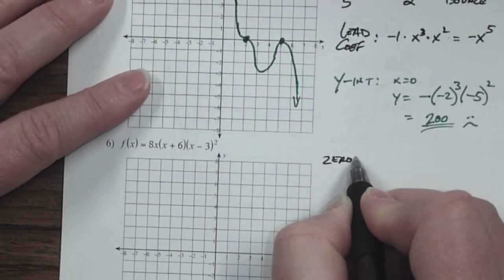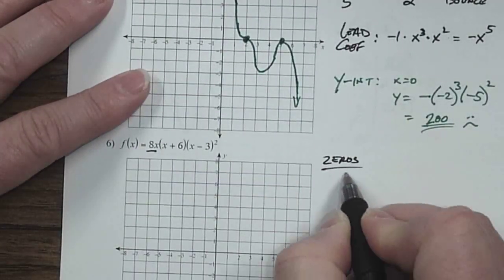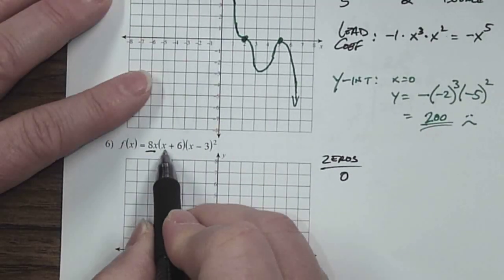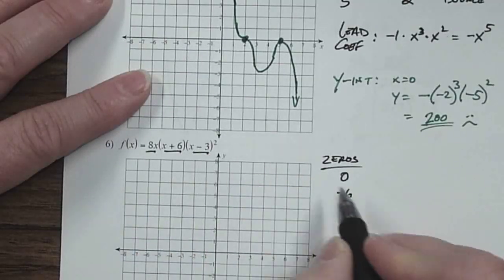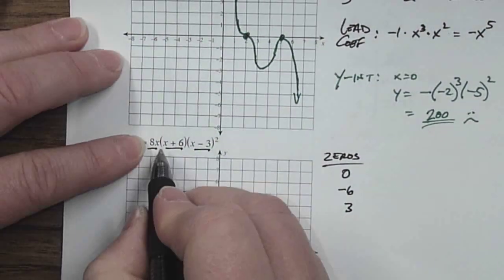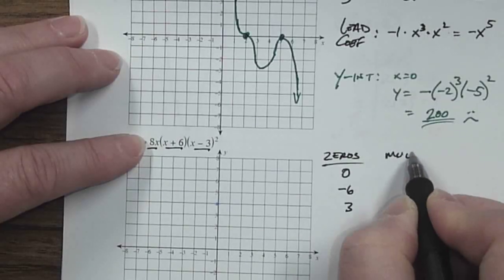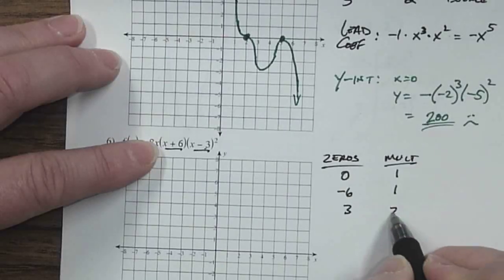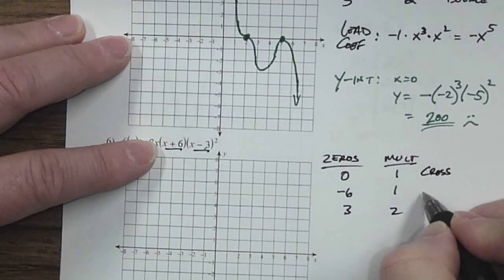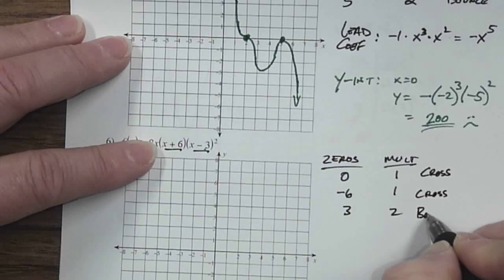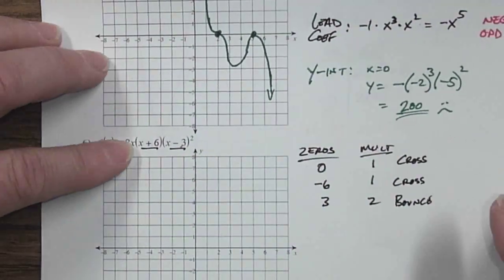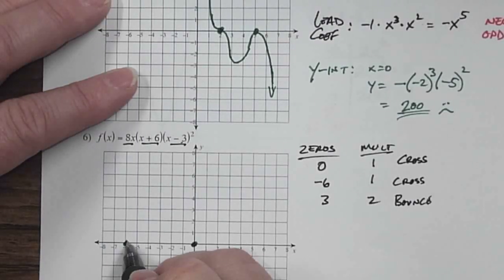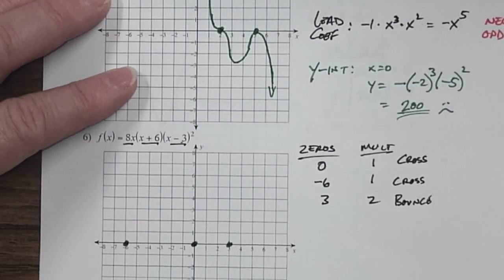My zeros. This actually gives me a 0 because there's an x. You have to have an x to have a 0. This gives me -6. This gives me 3. This is to the first power, so multiplicity first power. This is to the first power, and this is to the second power. So both of these cross, and this bounces. I can put those numbers on if I want. 0, -6, +3.